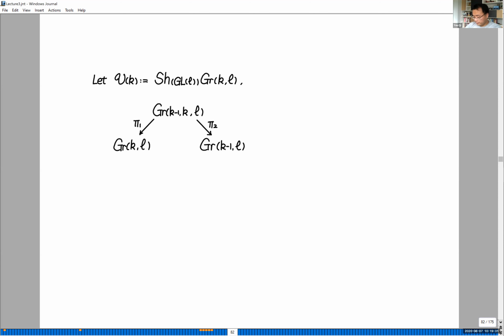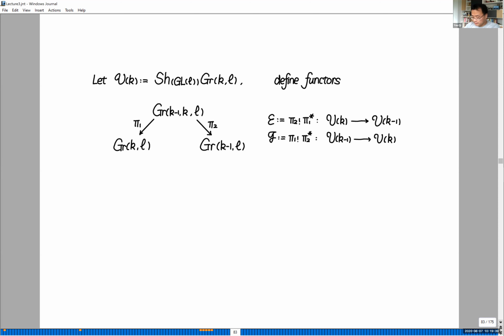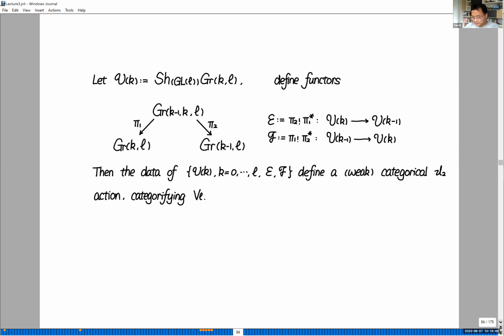So using these two functors, forgetful maps, you can define two functors on the corresponding sheaf categories. These are the corresponding pullback and pushforward sheaf functors. Up to some grading shift, you can see that E and F, the data of this V_K together with these sl2 functors, categorify this representation V_L of the quantum module we have described. So this is in some sense the weak categorification, before you specify what the two morphisms are.